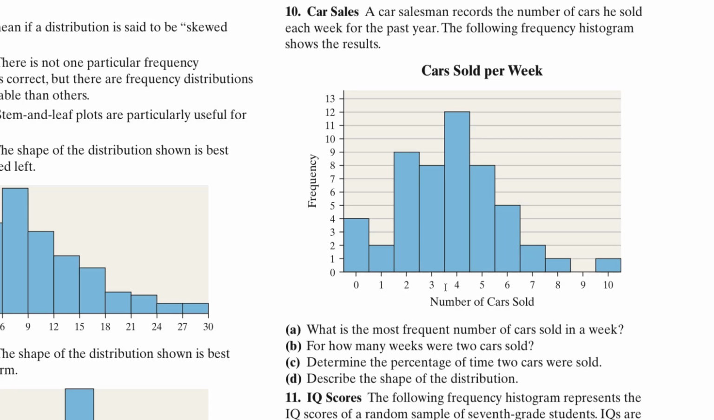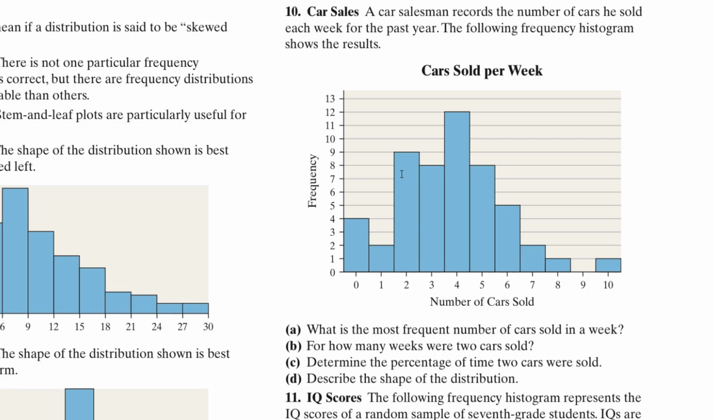Part B is asking, for how many weeks were 2 cars sold? In other words, they're asking you to look at the bar for 2 cars, and they want to know how high that bar is. Well, you can see that it's 9 units high. Frequency is 9. And so 2 cars were sold for 9 weeks.